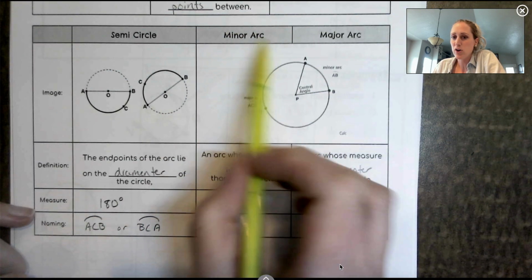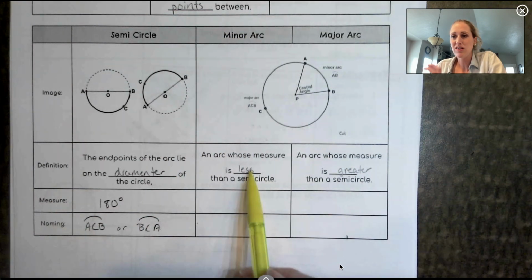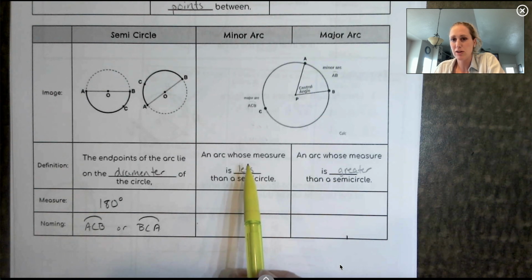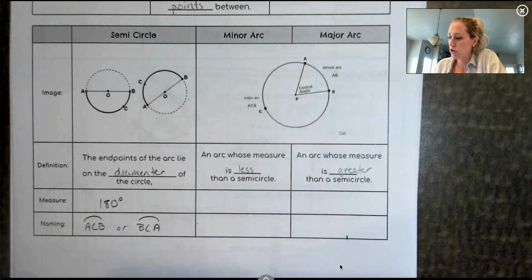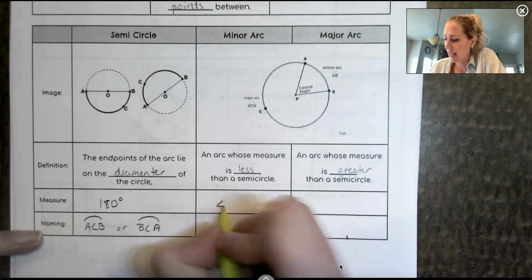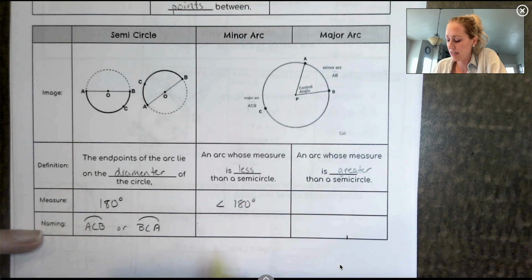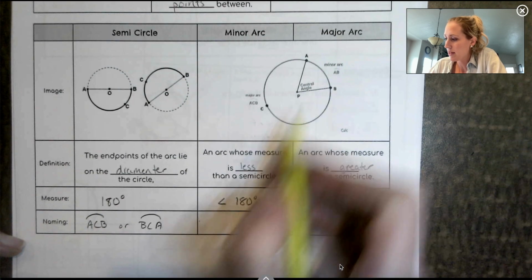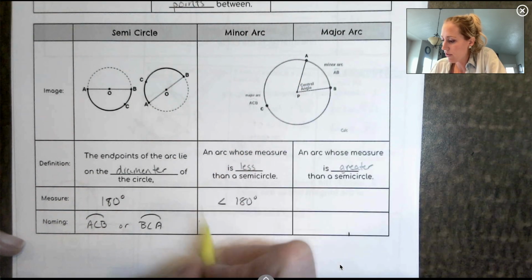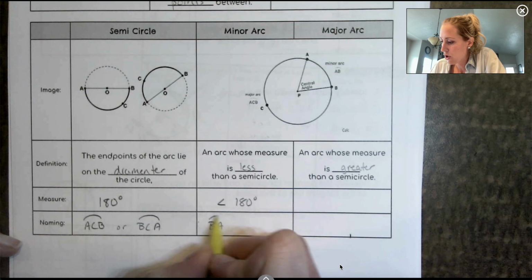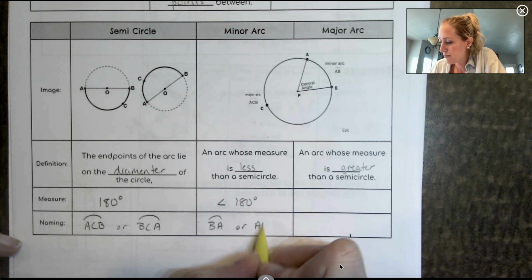When we have a minor arc. So minor is something that's an arc smaller than a semicircle. So less than 180 degrees, less than half the circle, we use 2 letters. So this has to be less than 180 degrees. And we could name it like this: minor arc up here is BA or AB.